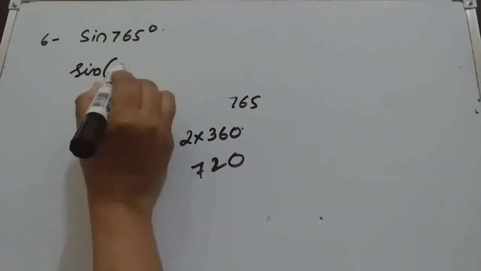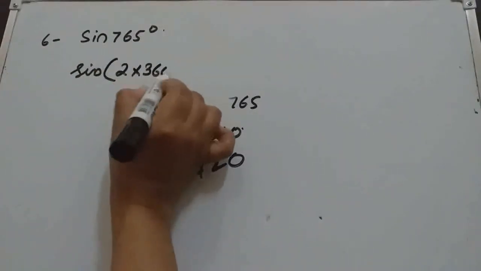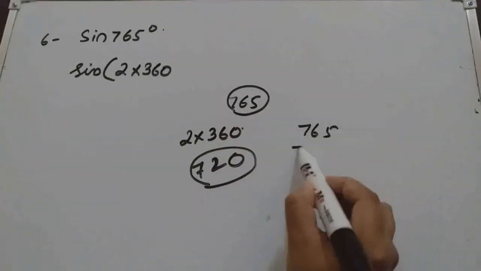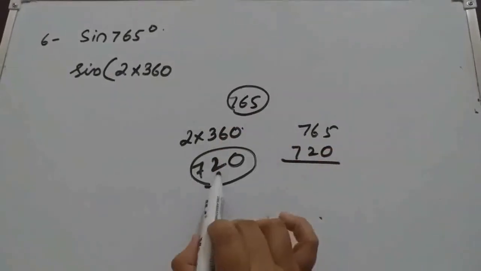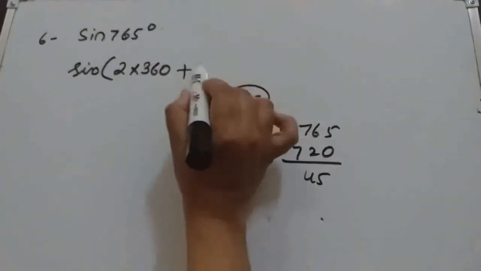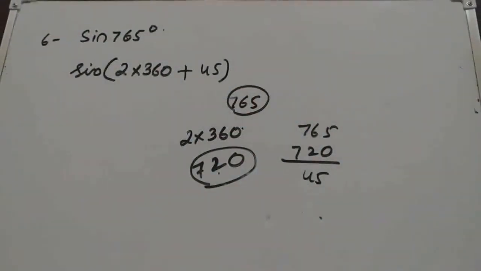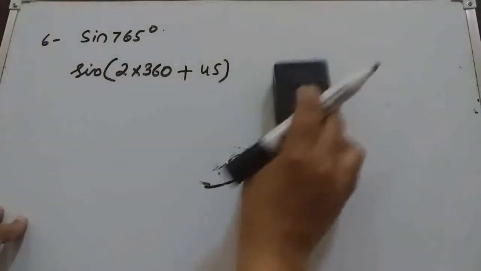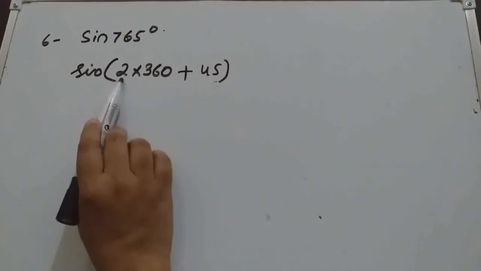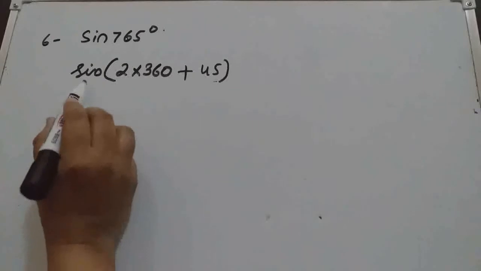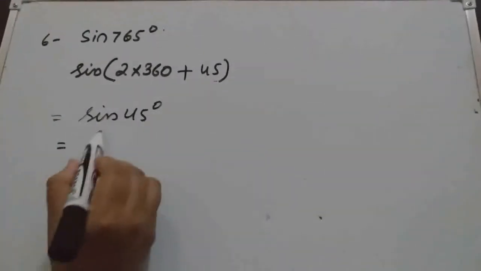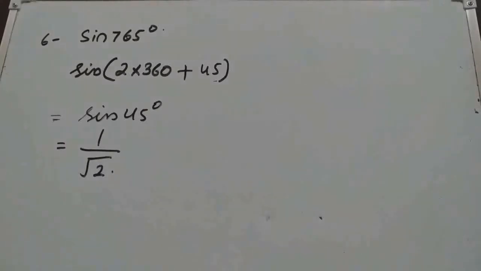765 is 2 into 360, that will give 720, but we should find 765. So what should we add to 720 to get 765? 45. Okay, so 765 we can split like this: 2 into 360 plus 45, so that means this is taking 2 turns. So this we can write, it is equal to sine 45 only. So sine 45 we know is 1 by root 2.